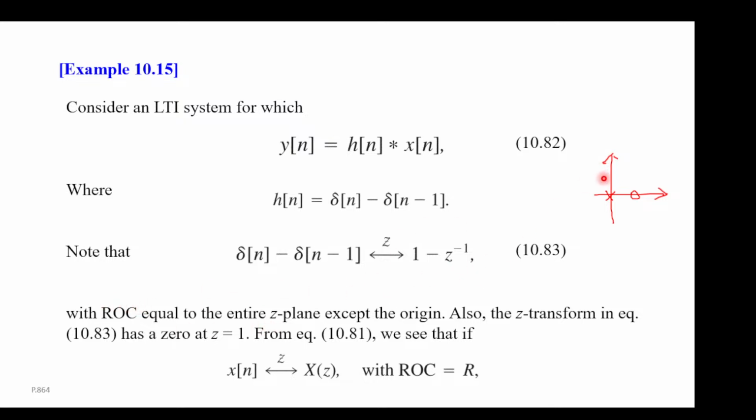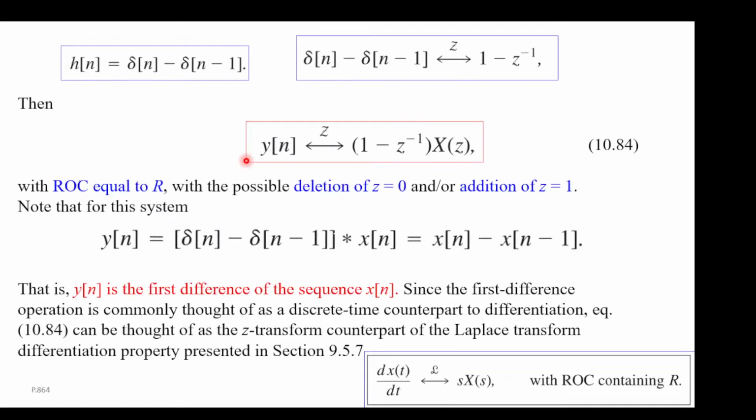Okay, so the ROC is everything except the origin. Now we use our convolution property. If x of n transforms to the frequency domain as big X of z with some ROC, then the output by the convolution formula has an algebraic part that is the multiplication of the two algebraic parts. So this is 1 minus z to the minus 1 times our big X of z. So this is using our convolution formula.